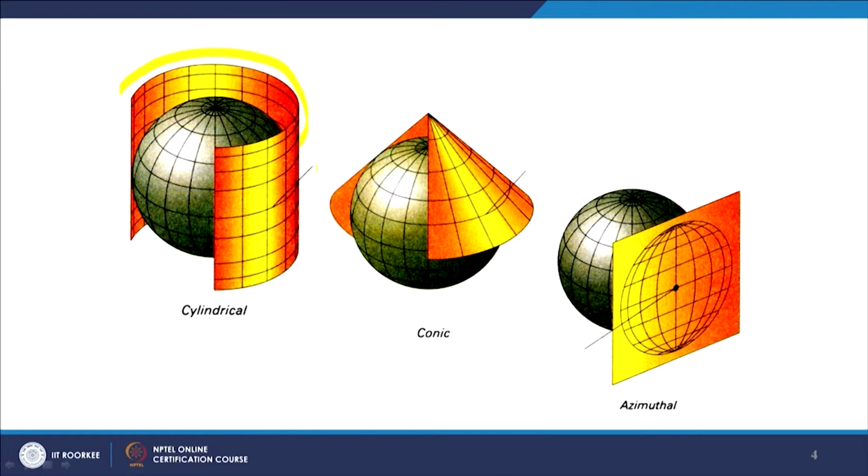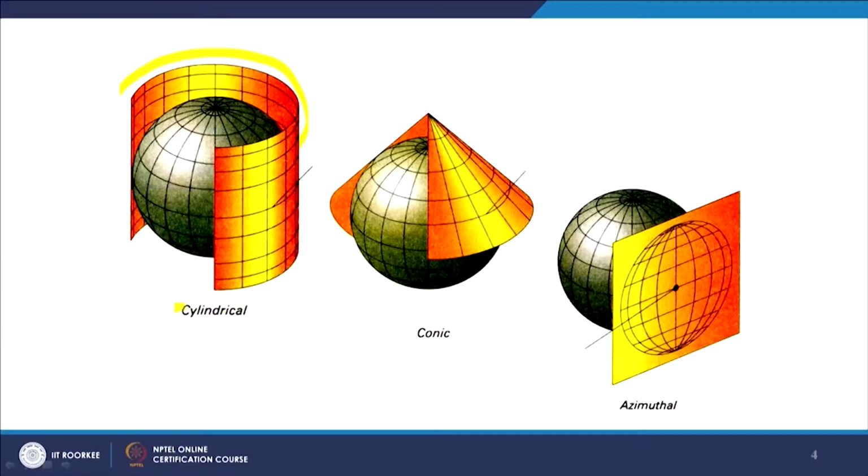Depending on how we keep this photographic paper over the globe, and of course this depends on where my country is located. If my country is located near the equator, then this way I can get a true shape of my country, and consequently a true size as well. But if my country is located near the poles or in higher latitudes, then a cylindrical projection, keeping a sheet which touches the equator, will not serve the purpose.